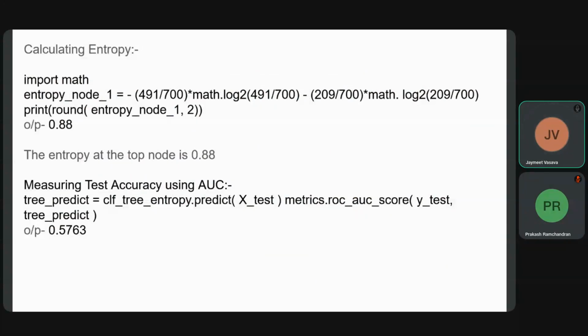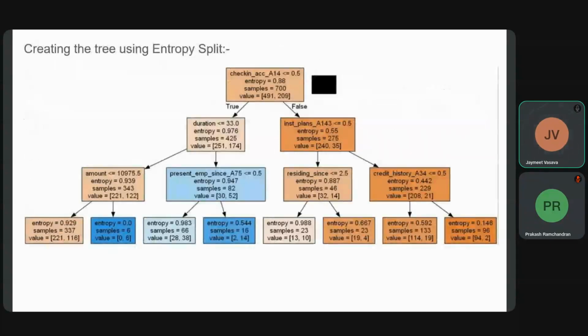So just like we calculated Gini, we will be calculating the entropy based on the formula that we have. When we translate the formula, it looks something like that. We'll be using the math module in order to get the logarithmic values, and the entropy value that we got is 0.88, which is at the root node over here.